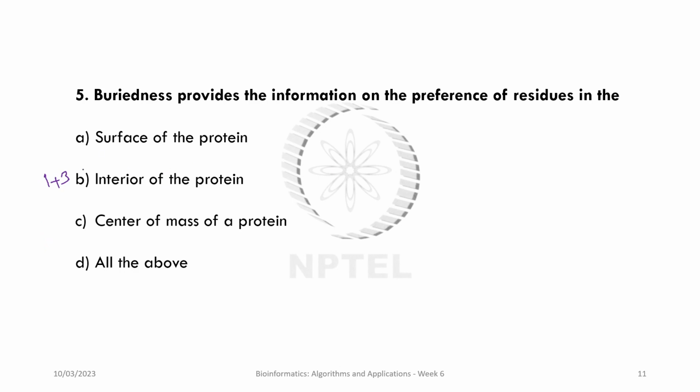Alright, so buriedness obviously shouldn't give you any information about what is happening on the surface of the protein. And definitely, we are not worried about the center of mass of a protein when you're talking about the buriedness, right? And so it's not all of the above either. So undoubtedly, it is option B.